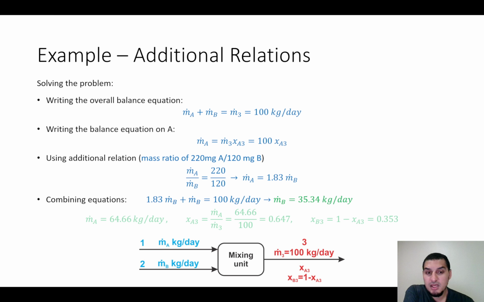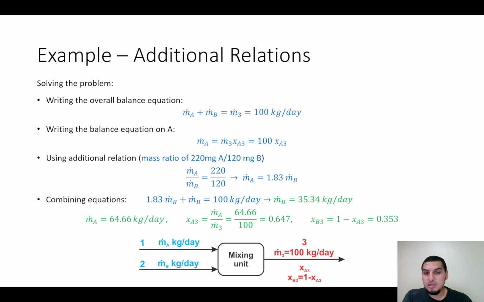So we can calculate MB dot, MA dot, XA3, and XB3. They are all now known. So it's very, very important to know how to translate the additional relation into a proper equation.